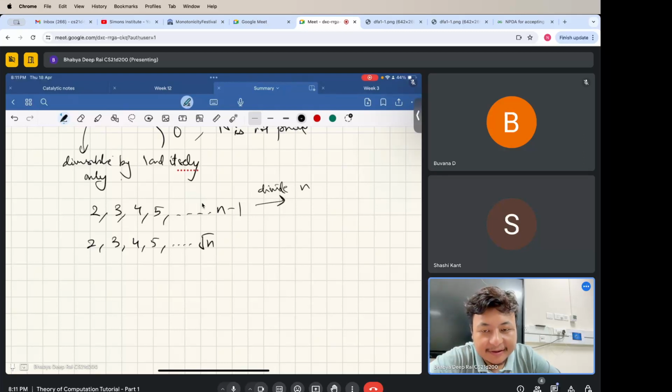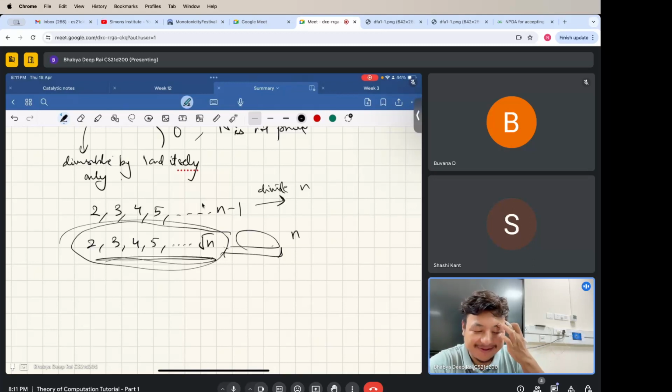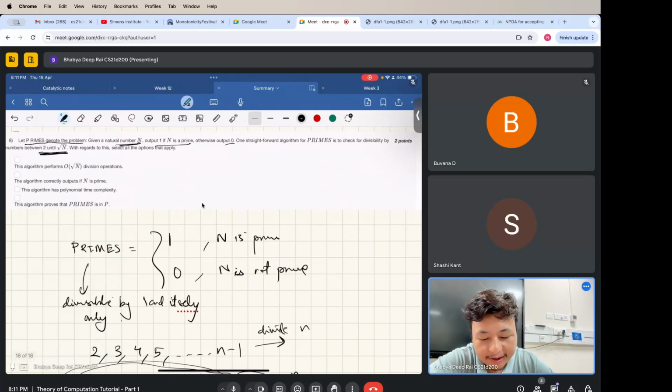Any factor that divides n will be within root n, because all the remaining will be multiples of these, right? All the remaining numbers between root n to n will be a multiple of 2, 3, 4 till root n. You can try this by yourself. So I won't dabble into this much, but this is another way. So check from 2, 3, 4, 5 whether it divides n or not till root n, right?